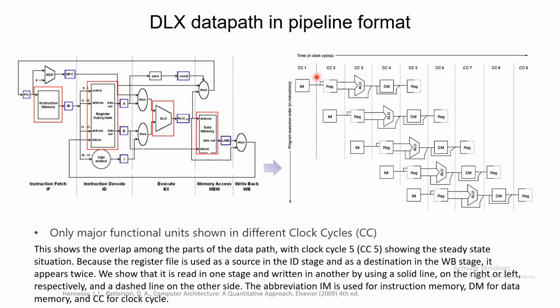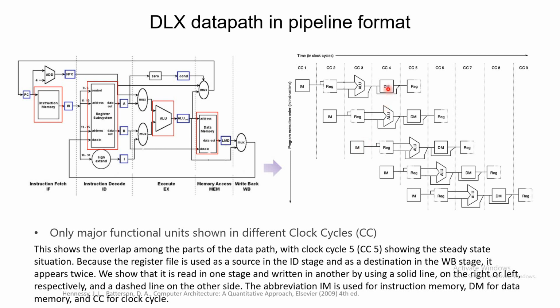During the second clock cycle, the first instruction will move from fetching to the decoding part, and it will be represented with the registers. At the same time, during the second cycle, the second instruction will be fetched by the instruction fetch. During the third cycle, the first instruction will move from decoding to the execution unit, the second will move from fetching to decoding, and at the same time the third will also be fetched by the instruction fetch unit of the data path.